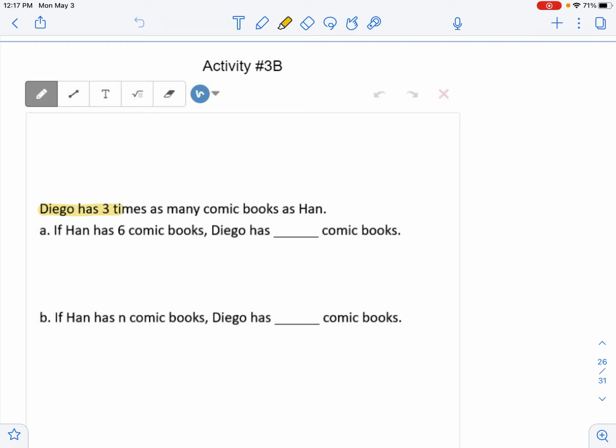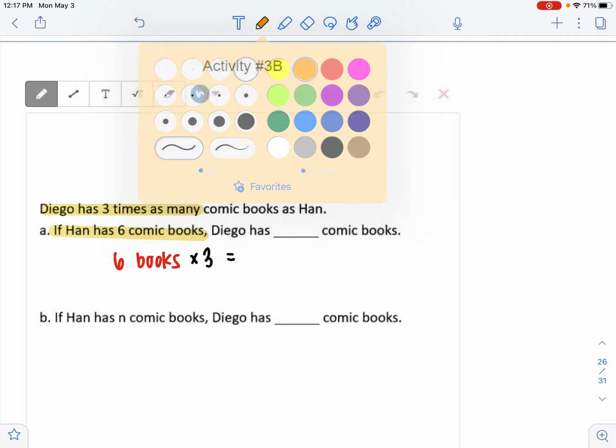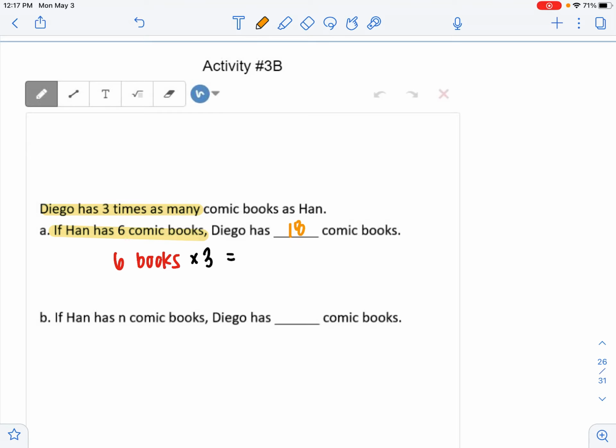Let's say that Diego has 3 times as many books, I'm going to stick with highlighting, 3 times as many books as Han. If Han has 6 books, how many does Diego have? Well, this is more simple than it looks, right? We know that Han has 6 books. This is Han's book. And we know that Diego has 3 times as many. So we just multiply 6 books times 3. That's equal to the number of books Diego has, 18. And again, this 6 books is how many Han has. We know that Diego has 3 times as many.